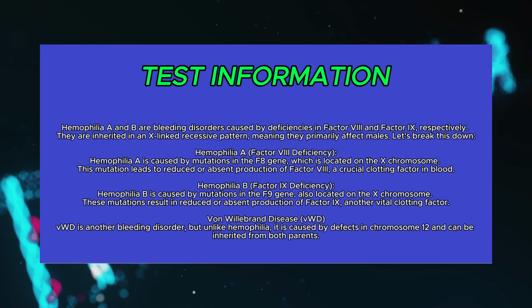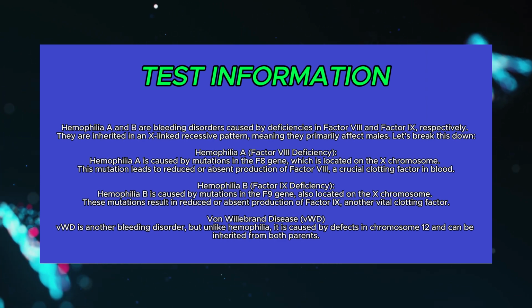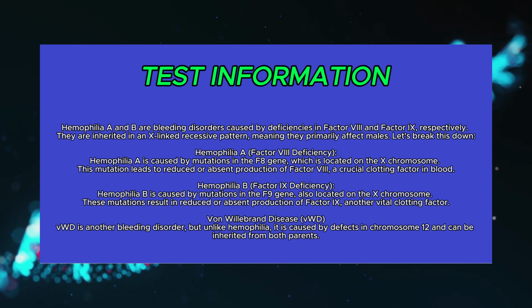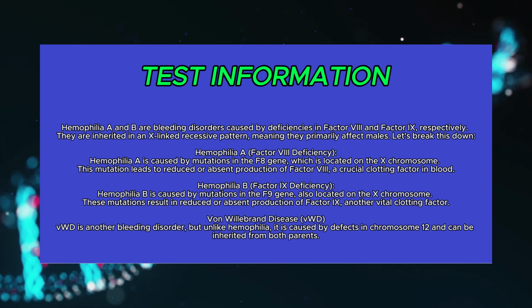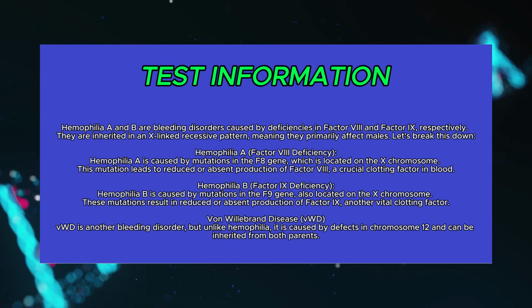Test information. Hemophilia A and B are bleeding disorders caused by deficiencies in Factor VIII and Factor IX, respectively. They are inherited in an X-linked recessive pattern, meaning they primarily affect males. Let's break this down. Hemophilia A.